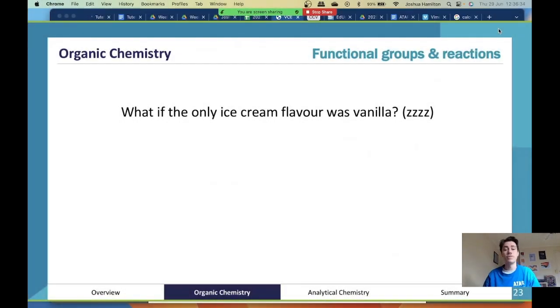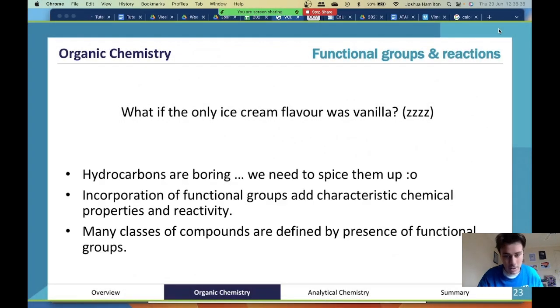So, what if the only ice cream flavor was vanilla? Well, that's pretty boring. Hydrocarbons are boring. So we need to spice them up. We need to incorporate some functional groups and get those flavors that are not vanilla. So how many carbon compounds are defined by the presence of functional groups? Many, many, many, and many.